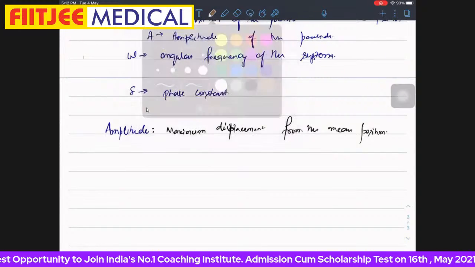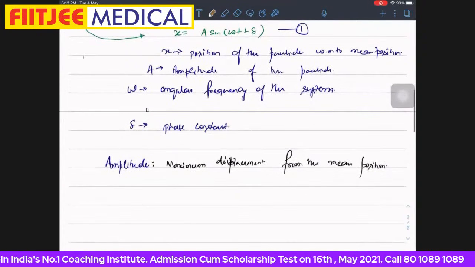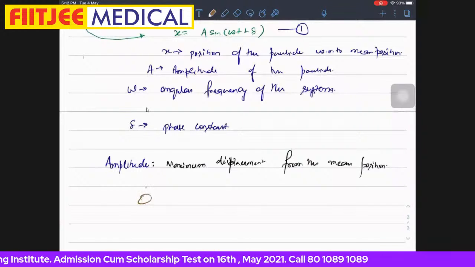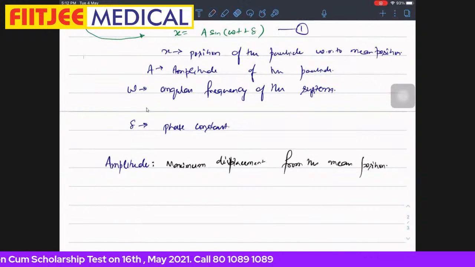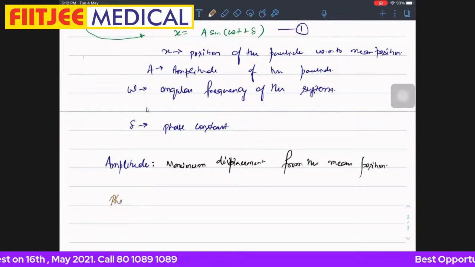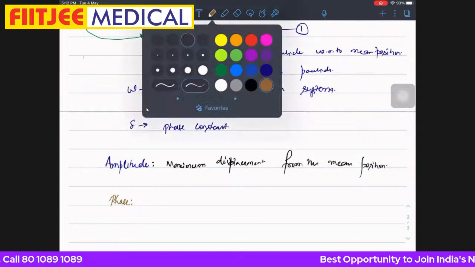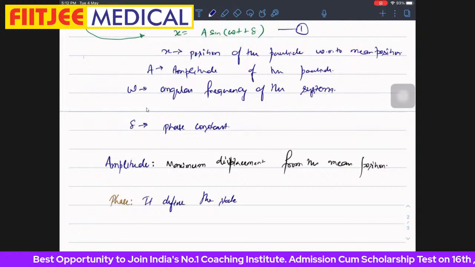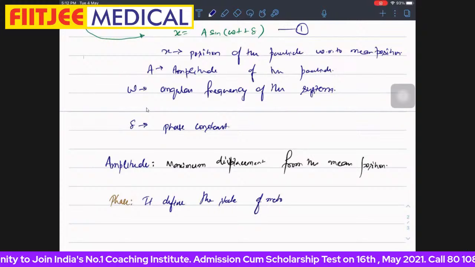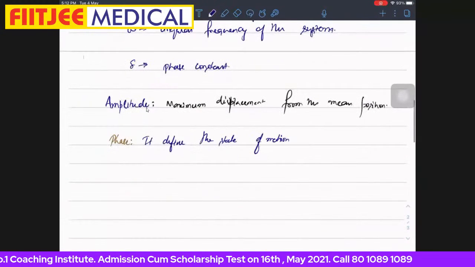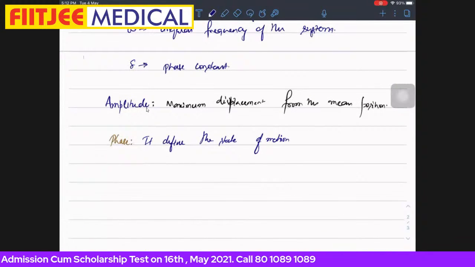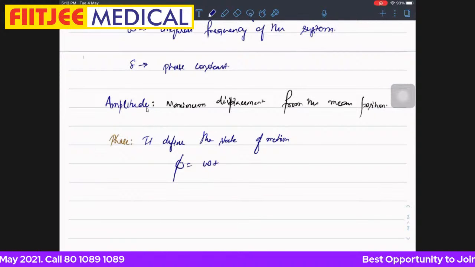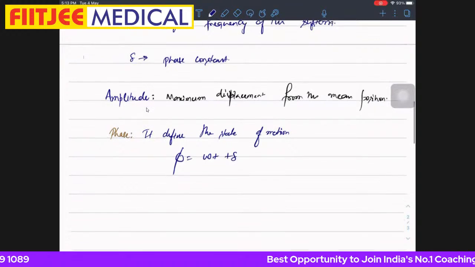Next, one term here I have used: phase. What is phase? Phase defines the state of motion, meaning at any point what is the speed of the particle and what is the position of the particle. So what is basically phase? We represent phase by phi, that is omega t plus delta.